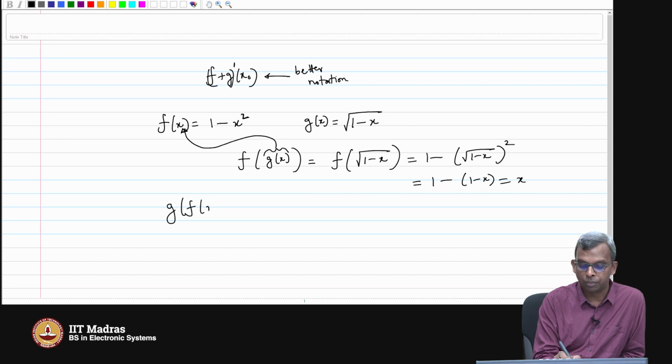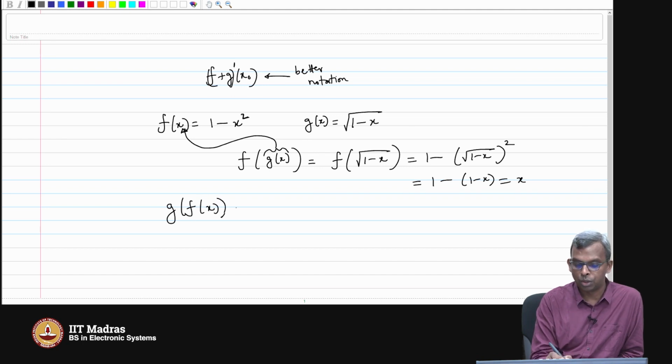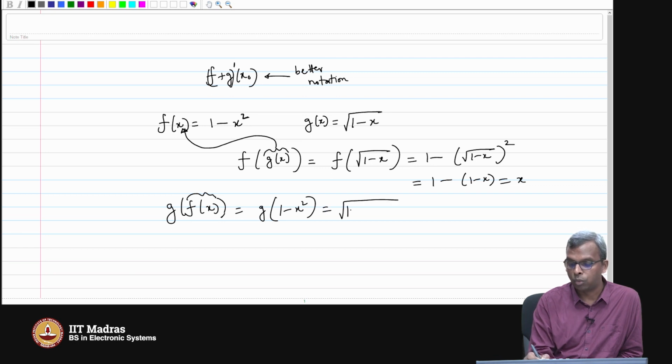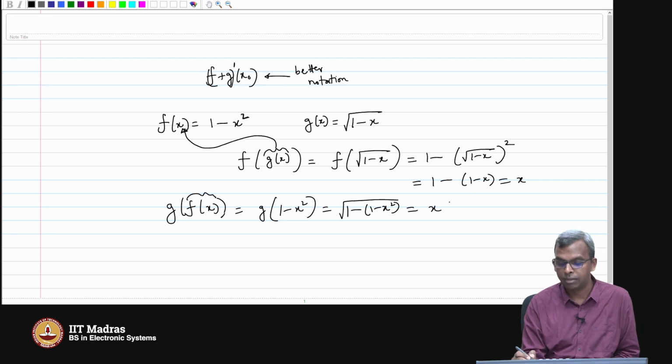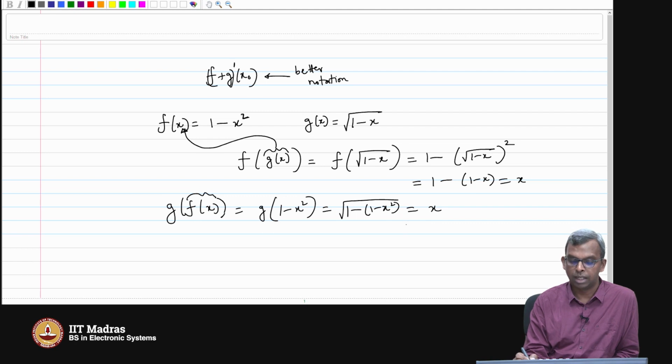I can do this also, no? I can do this composition also. Take this guy and substitute wherever you have x in g, right? So g of 1 minus x squared, and that is square root of 1 minus x squared, and that's also x. Very interesting, isn't it? So do you see why that's x? Okay, so you see that. So these compositions have this very interesting thing.